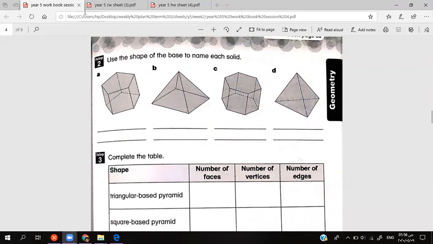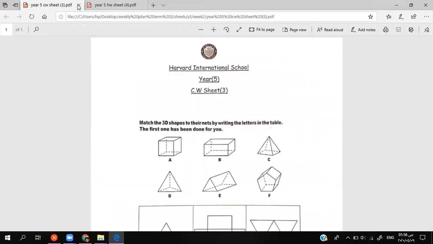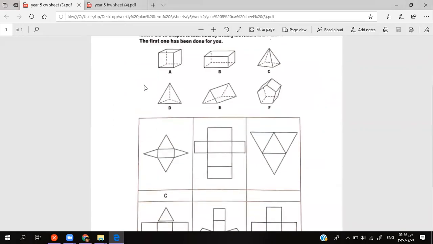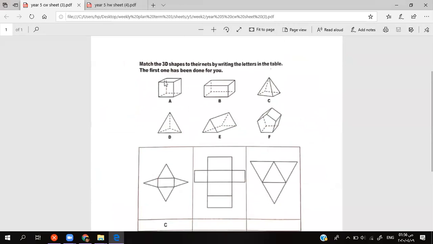Now we're done from the workbook like that. You have one sheet classwork. We're gonna talk about the nets of the 3D shapes. What does nets mean? When I open this 3D shape, what does its paper shape look like? When I fold this net on each other in a certain way, it will form a 3D shape. Okay. Now he's saying match the 3D shapes, which are A, B, C, D, E, and F, to its net.